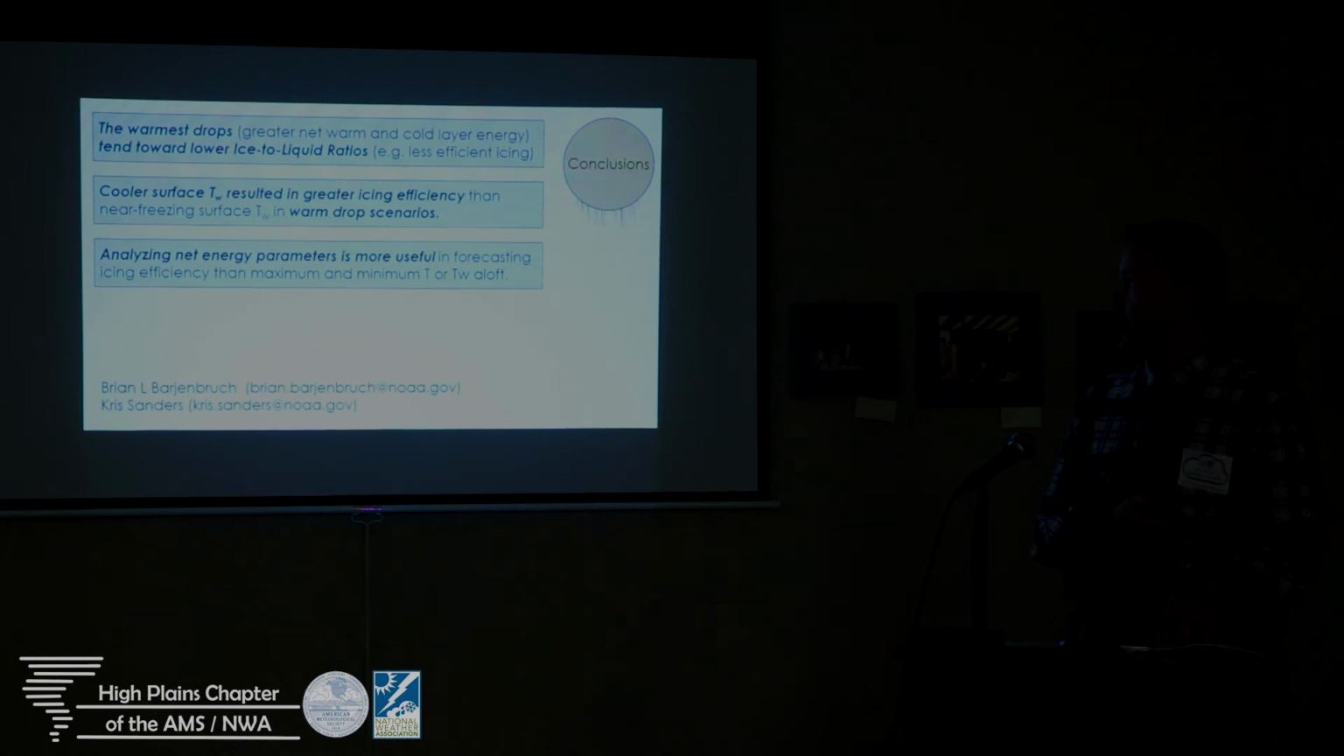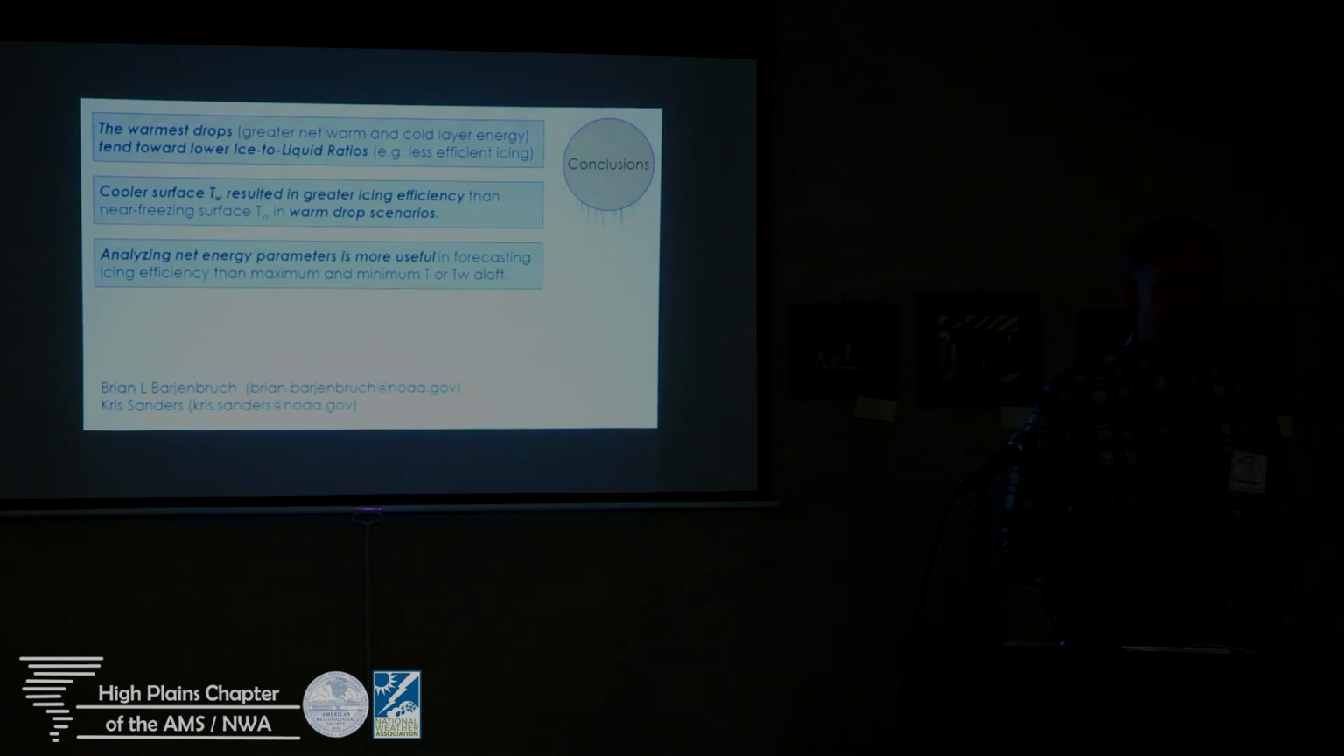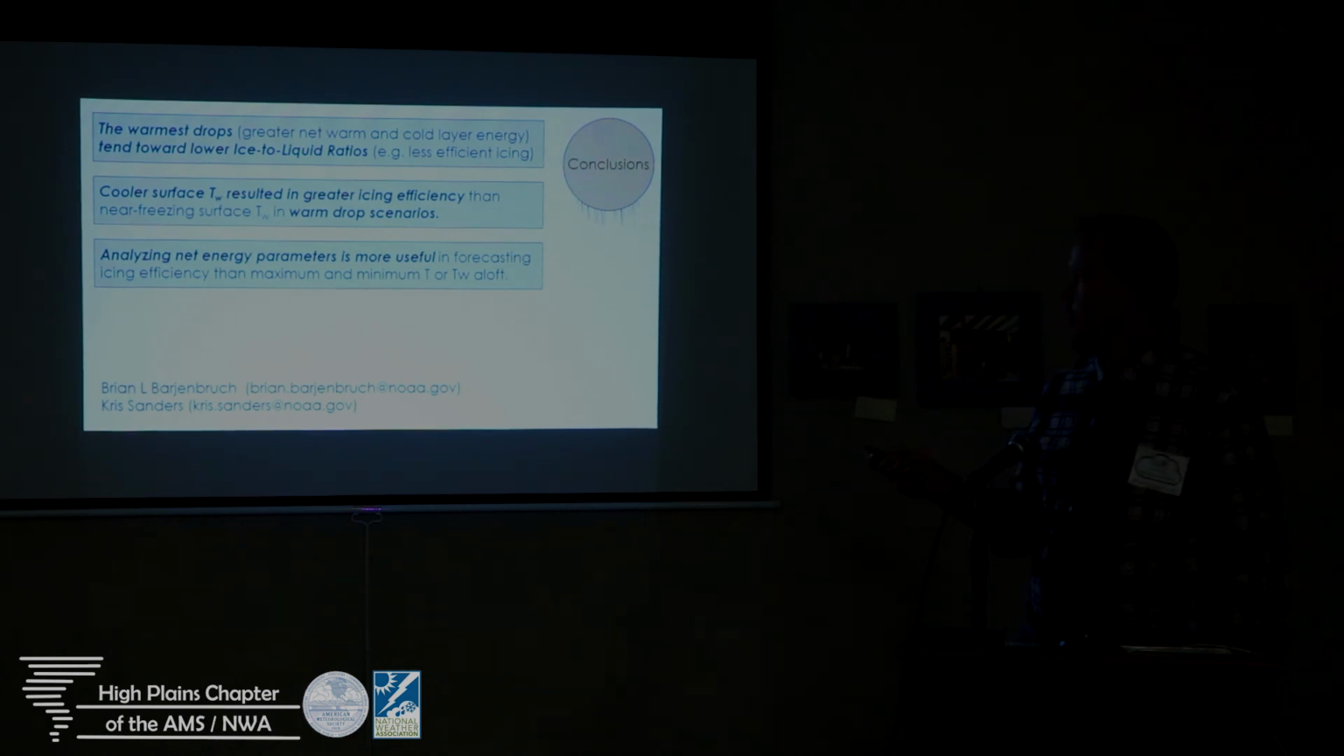Analyzing net energy parameters is more useful than using max T or max wet bulb temperature within that layer. And so that's why we're going to it in the forecast builder. This has been shown in the test bed to improve our forecasts, and it will continue to do so, I think. So that's a good finding, even independent of data quality. I think it's quite useful.